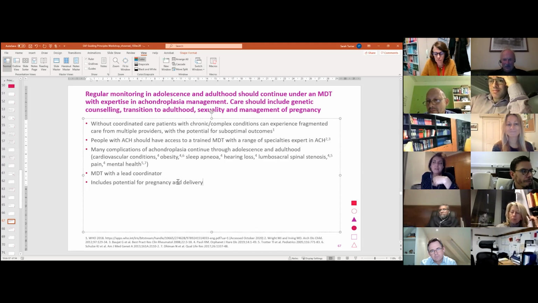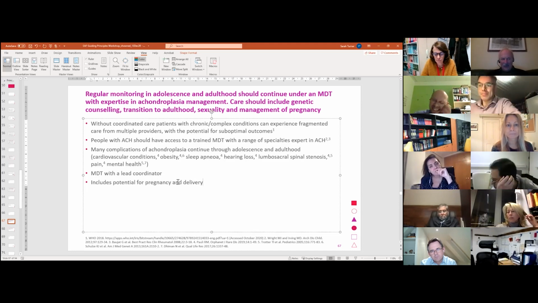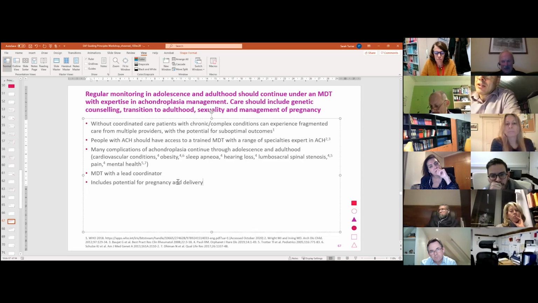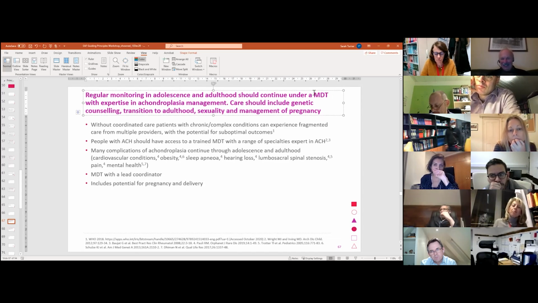I think the main point for this statement was that in adults, maybe between 20 to 40 and later, they are only treated by orthopedics and not a multidisciplinary team anymore. And we say this might be better with a multidisciplinary team, and not only because, for example, the orthopedic will tell you obesity is very bad, but they will not give you real advice on how to deal with obesity.